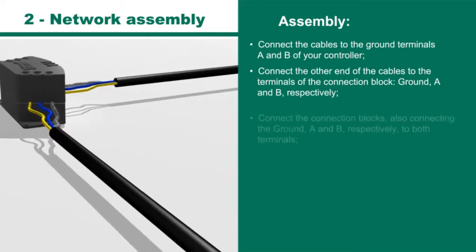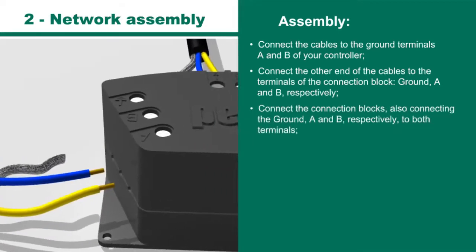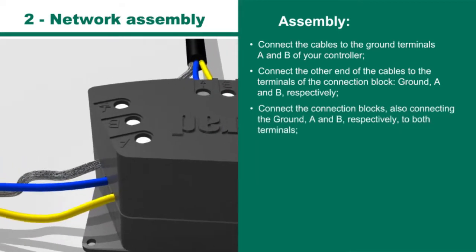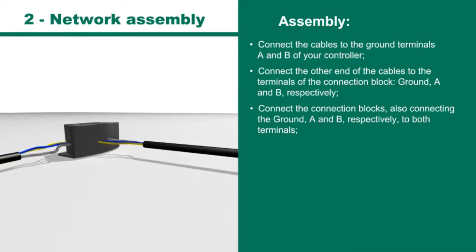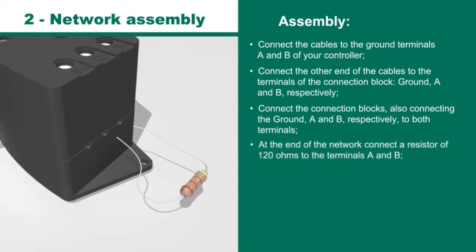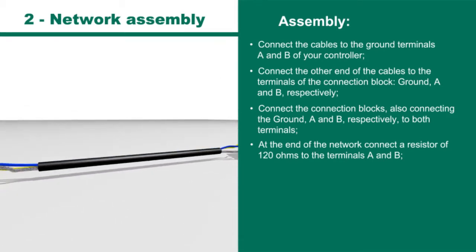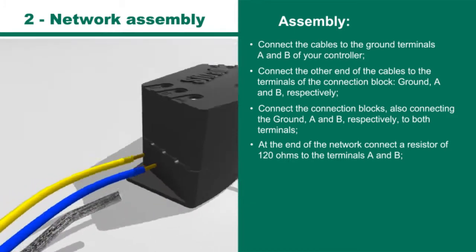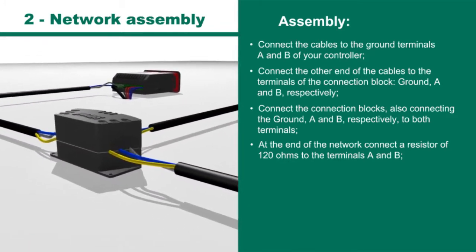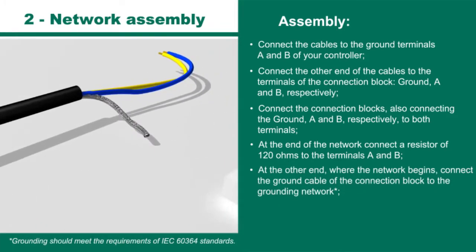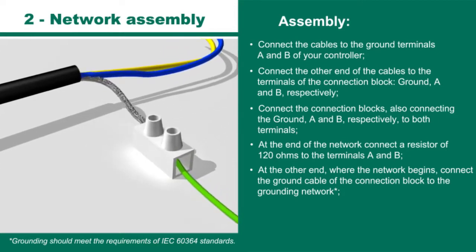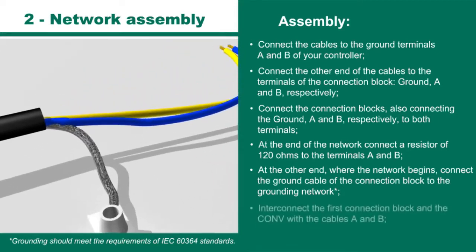Connect the connection blocks, also connecting the ground, A and B respectively to both terminals. At the end of the network, connect a resistor of 120 ohms to the terminals A and B. At the other end, where the network begins, connect the ground cable of the connection block to the grounding network.